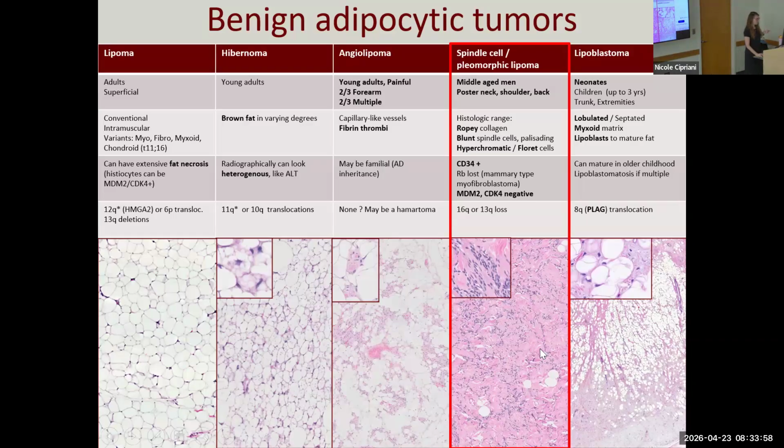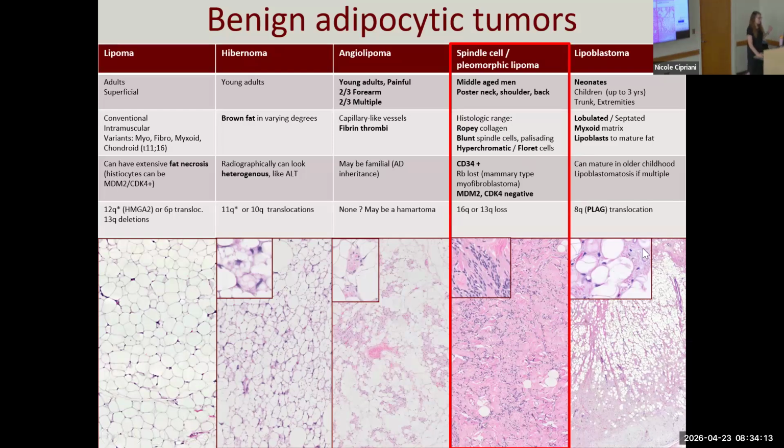It usually has ropey collagen. It usually has these blunt, cigar-shaped spindle cells that often collect together in a palisading arrangement. It can have hyperchromatic or floret cells, in which case it would be more on the spectrum of pleomorphic lipoma.